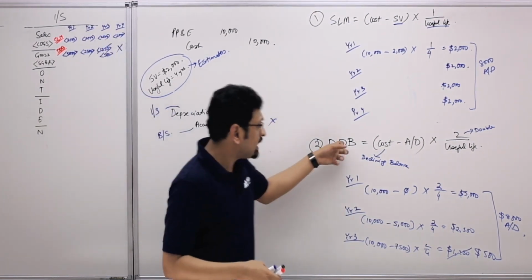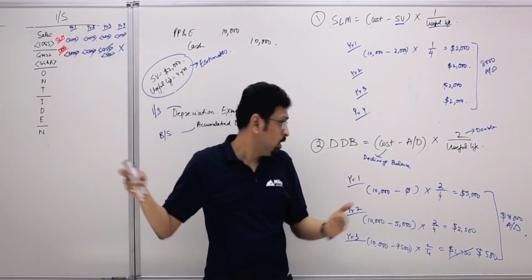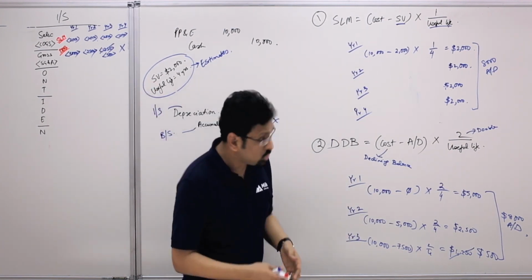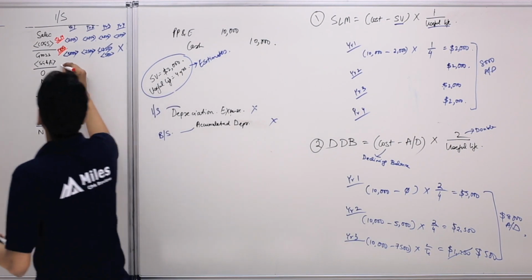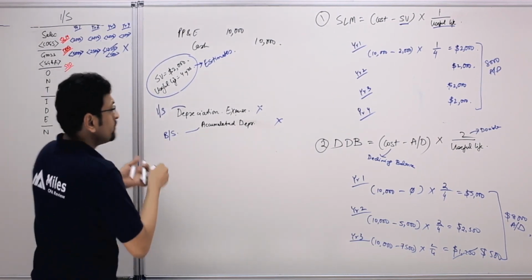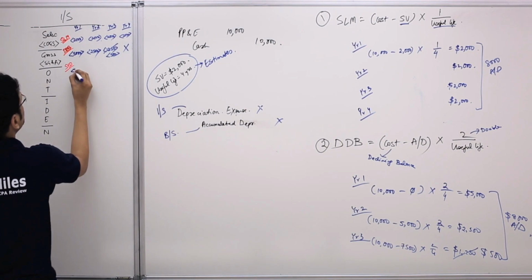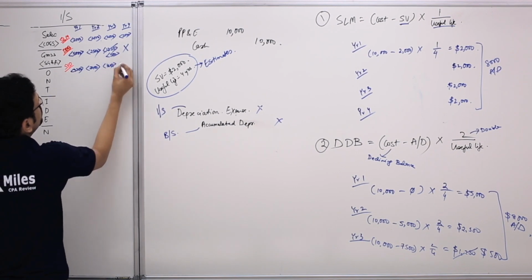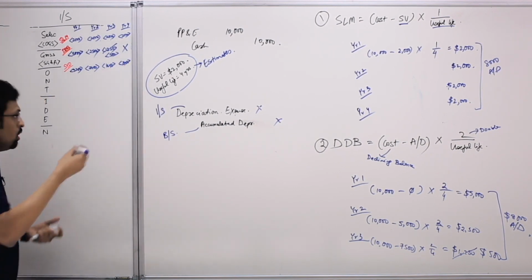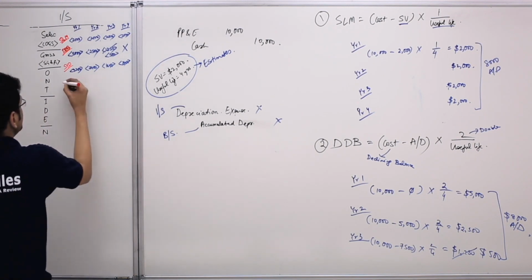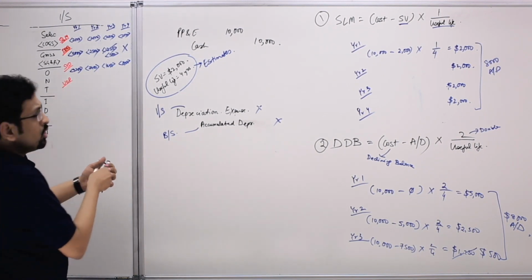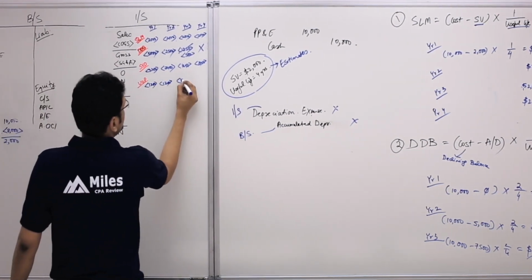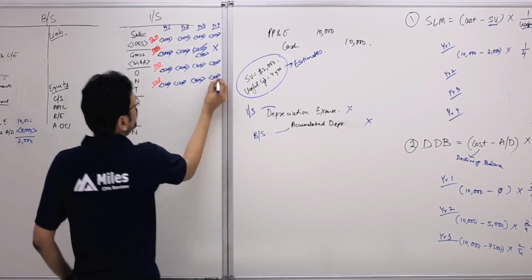If you're using double declining balance, you're going to have 5,000 in year 1, 2,500 in year 2, 500 in year 3, 0 in year 4. If you're using sum of the years digit method, you're going to have 3,200 in year 1, 2,400 in year 2, 1,600 in year 3, 800 in year 4. If you're using the units of production method as in our example, you're going to have 1,200 each in 1 and 2, 1,600 in 3 and 1,600 in 4.